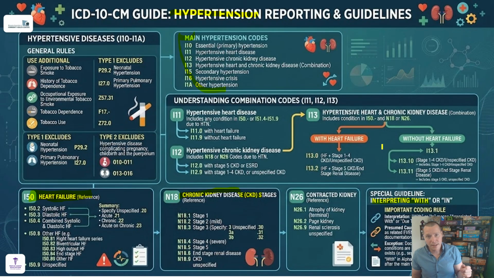As we know, hypertension is one of the most common conditions in America. I think 48% of males have it, and 42% of females have it. So if you're not reporting your hypertension right, the likelihood of having denials is very high.